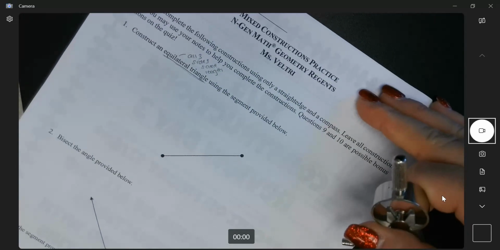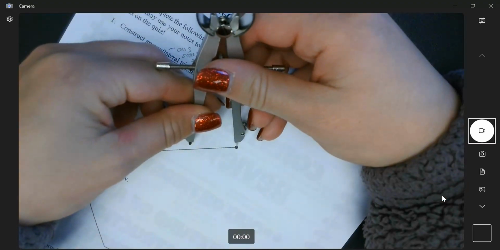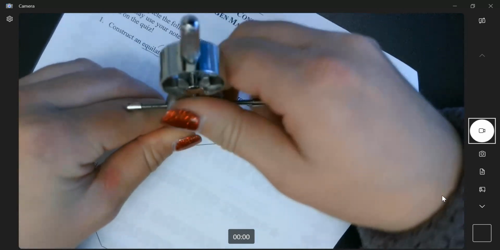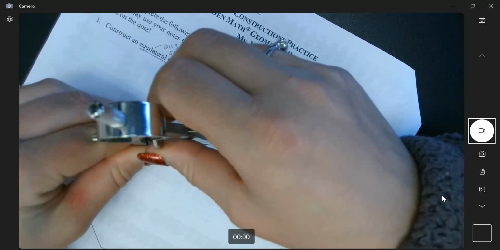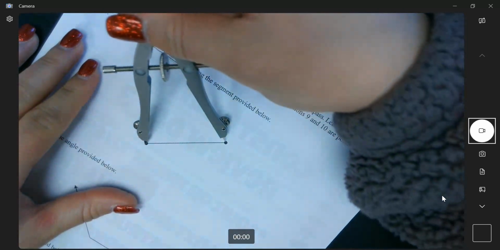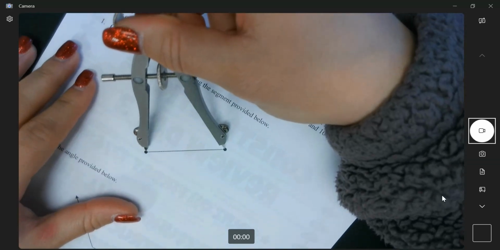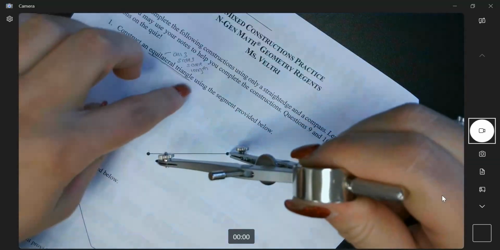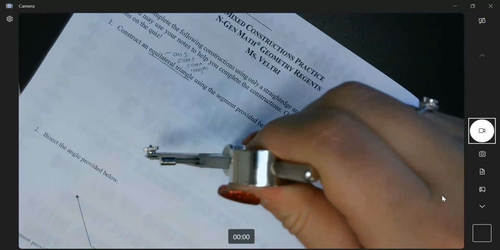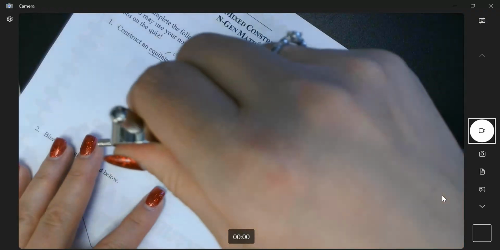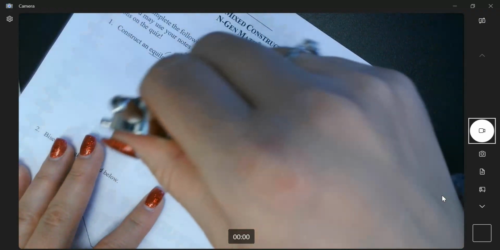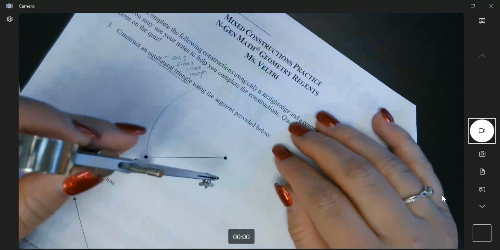You can turn your paper if you like so that it looks a little straighter to you. Totally up to you. And you're gonna take the point on one of the endpoints. Pencil should be on the other one. Just like that. Okay, and you can choose to either swing it above or below. You don't have to do both here because we're just making a triangle. So I'm gonna go above and make an arc here. And then do the same thing from this other endpoint.